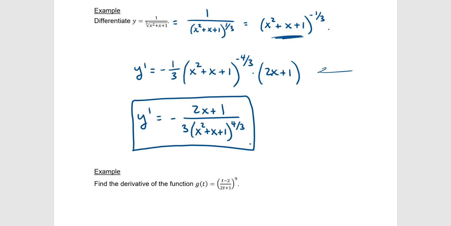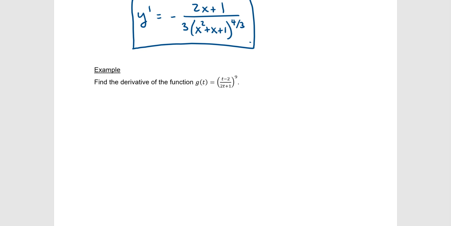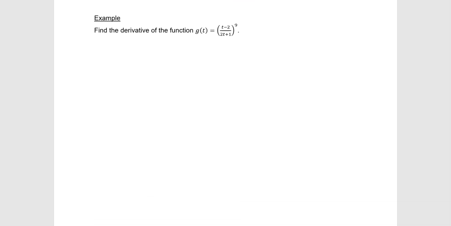And we could have just left it like this right here, but I like to clean it up if I can. But whatever you prefer is fine. Next one, let's find the derivative of g of t, where g of t is (t minus 2 over 2t plus 1) all to the 9th power.